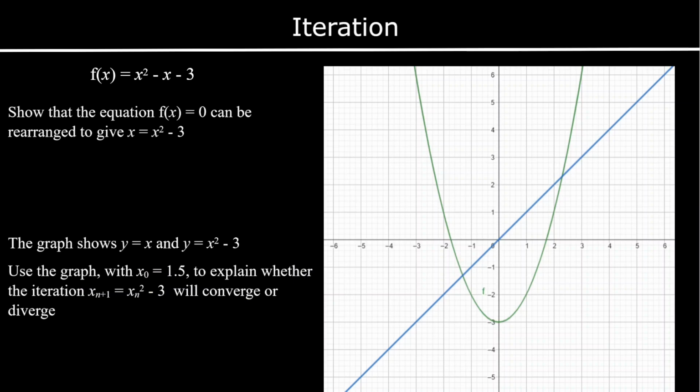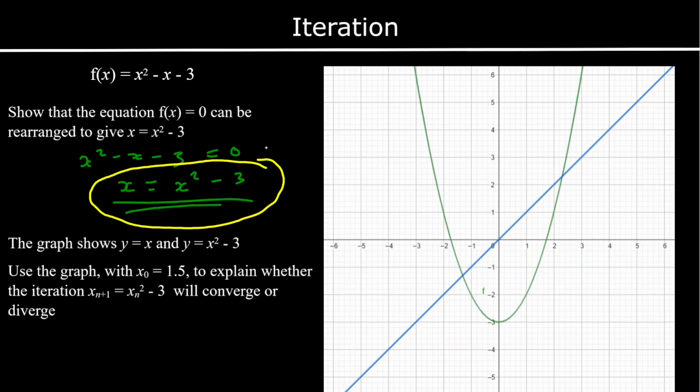When we look at this on a diagram, we can see why it works. So we've got another function, x squared minus x minus 3. Show that it can be rearranged to give x equals x squared minus 3. So just add x to both sides, and we get x equals x squared minus 3. So then this becomes our iteration formula. So we have x on one side and a function of x on the other side. And this is drawn on the graph.